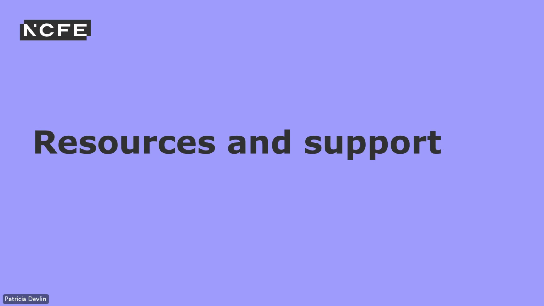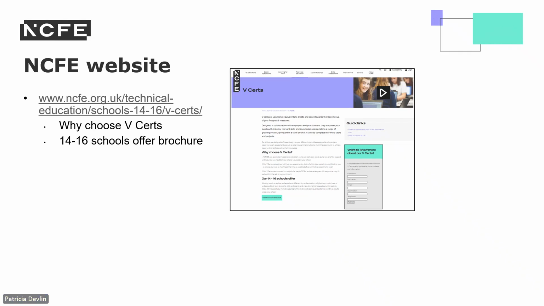Well done, everyone. So in the last part of this session, I'd like to talk you through the support that's available to you in your centres and details of further information and guidance. So on our NCFE website within the VCert page, you'll find information about why choose VCerts and the 14 to 16 schools brochure that contains information about Key Stage 4 vocational education and how to learn more about VCert qualifications. You'll also find the links to each of the subject-specific pages and contains the information such as the specifications, sample assessment materials, and teaching materials.